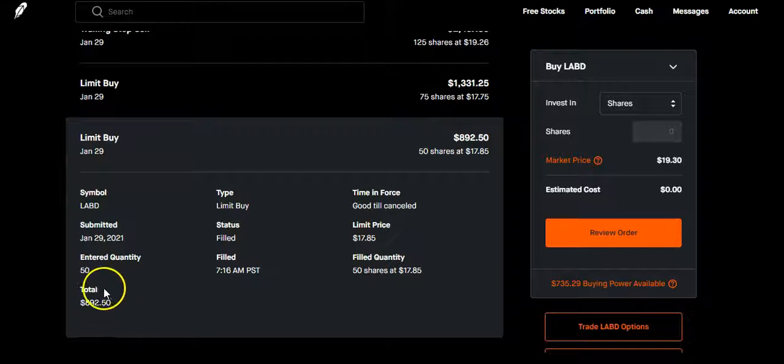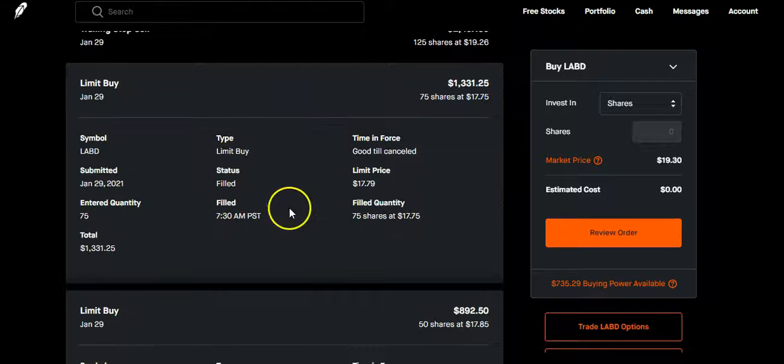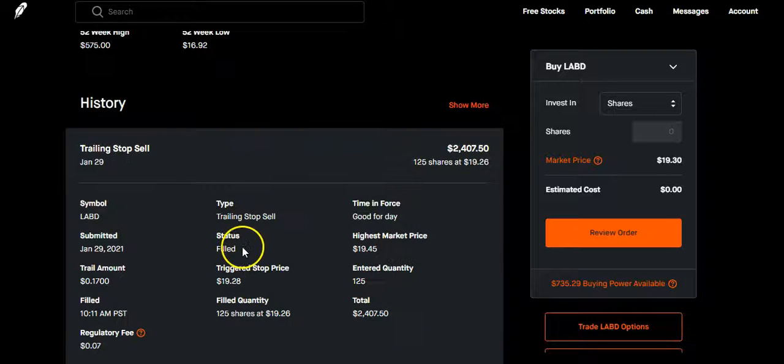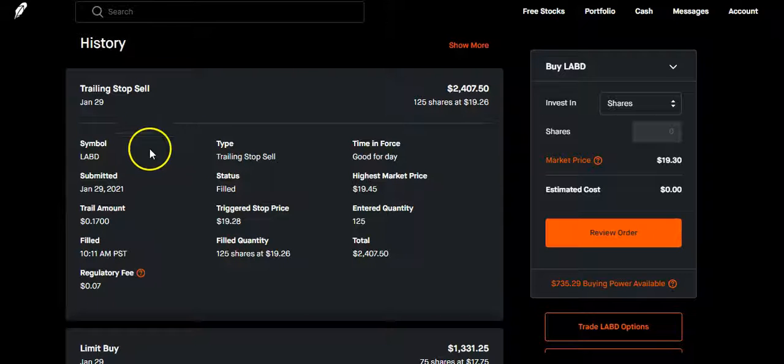So the first 50 shares we got at 7:16 a.m. and the second set of 75 shares we got at 7:30 a.m. and then we had a trailing stop that was hit around 10 o'clock. So here it is right here, 10:11 a.m.